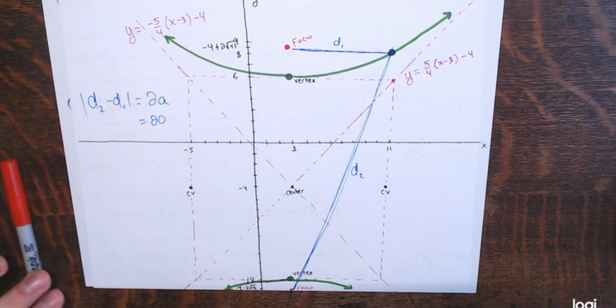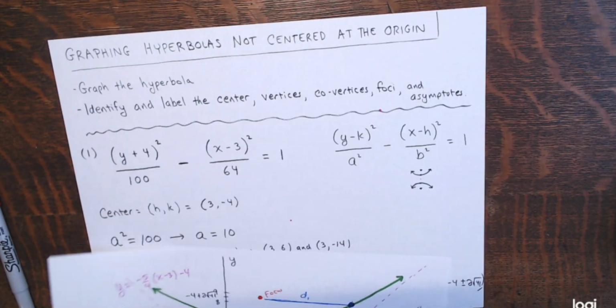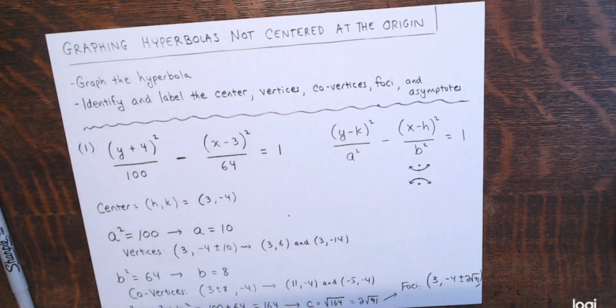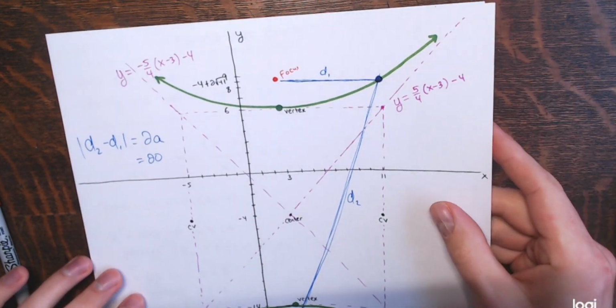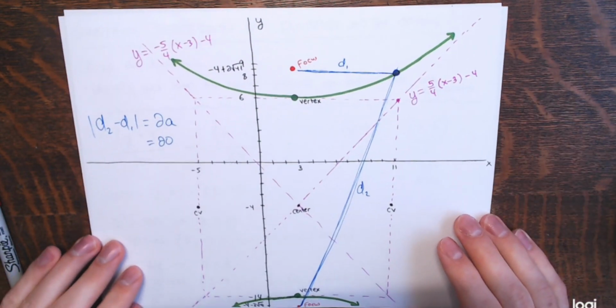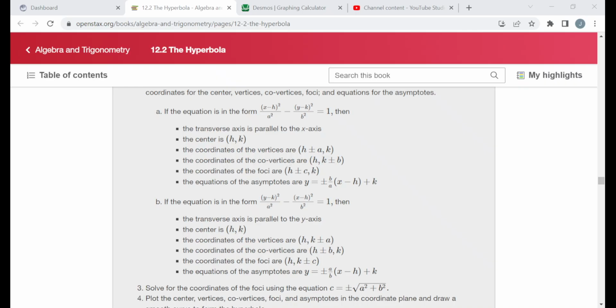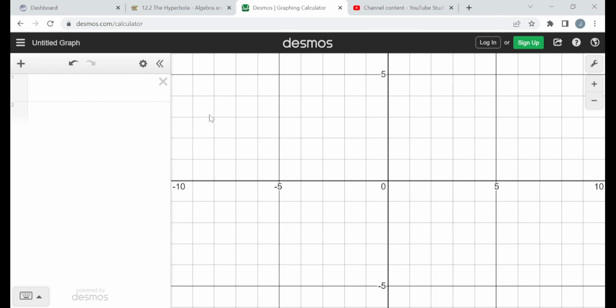Okay, great. So that was everything. I had the asymptotes, the foci, co-vertices, vertices, center. Cool. Now what I want to do is go to Desmos, a free online graphing calculator at desmos.com, and compare my graph to a better looking graph. I just want to make sure that I have the right vertices and the right asymptotes, and that the curves are opening up and down the way I have in my drawing.